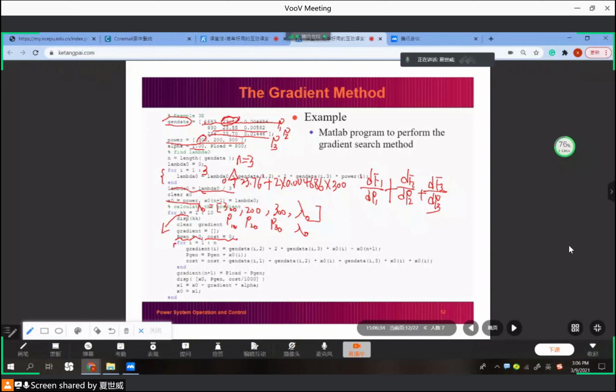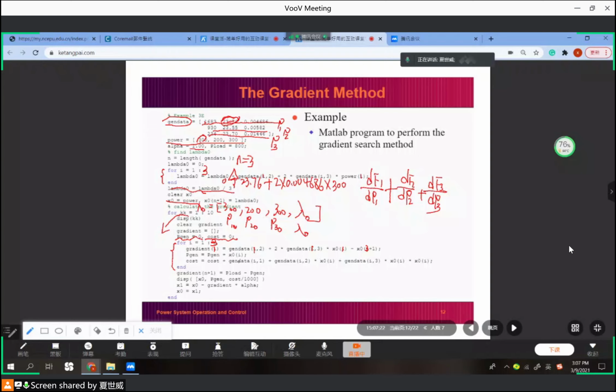This is just the initial value for these variables. Next, this is the k part. For k from 1 to n, I have already mentioned n equals 3. So this sentence is equivalent to I from 1 to 3. For I equals 1, you will get gradient 1. This n is 3, so x0 3 plus 1. What is the meaning of this? Generator 1, 2 is this number, and generator 1, 3 is this number.